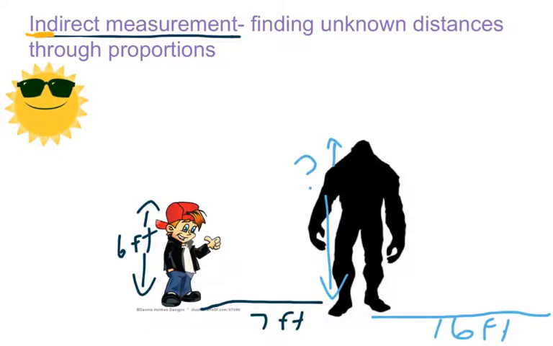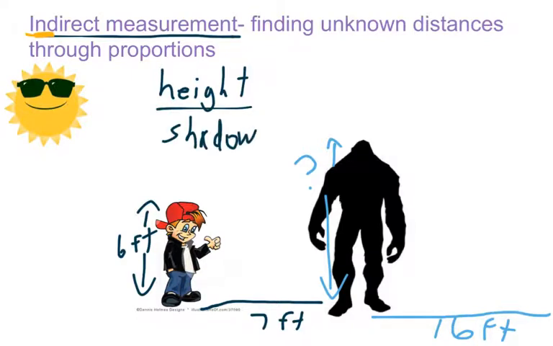So we set up a proportion here, and that proportion can be height over shadow. So we can write height down over shadow. Always write the words down. This helps you keep track of what goes where. So if I write the height on the top and the shadow on the bottom, it has to be that way for both of these individuals. So the height of this kid over here is 6 feet, and the shadow of this kid is 7 feet.